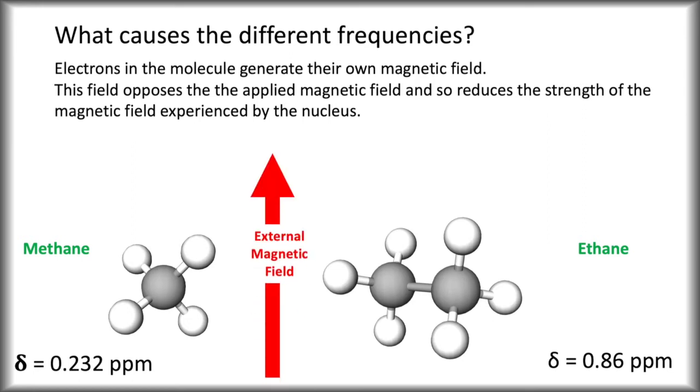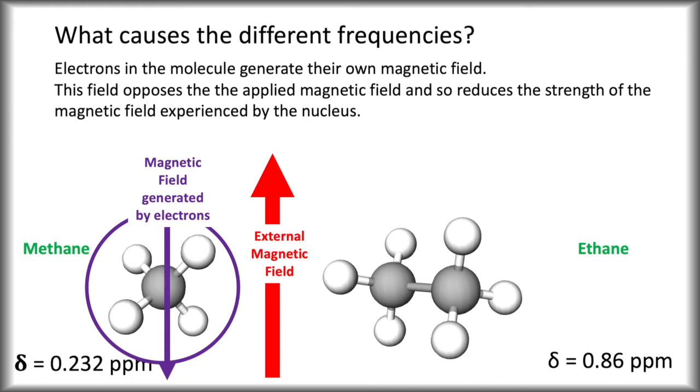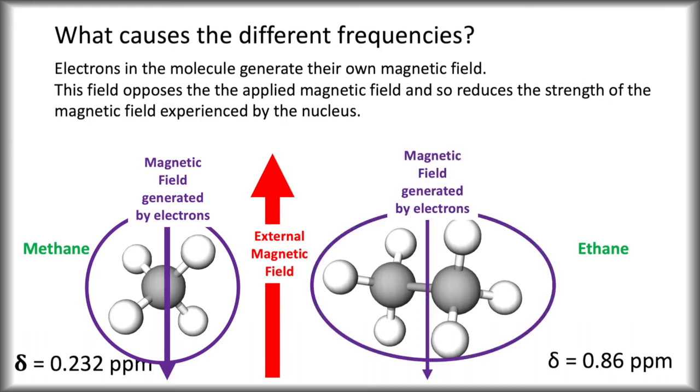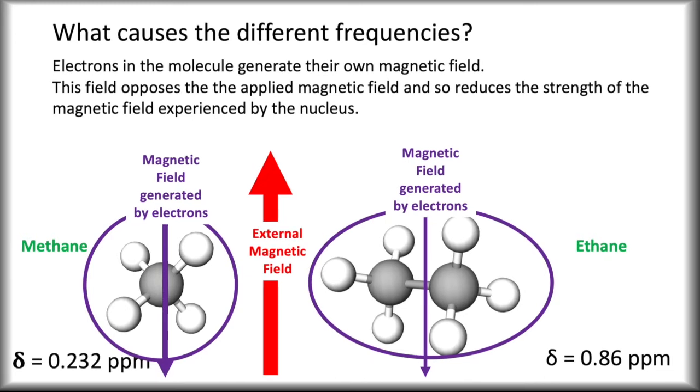And so when we apply an external magnetic field, the electrons generate their own magnetic field, and that's in the opposite direction to the external field. The stronger the magnetic field generated by the electrons, the more shielded the hydrogen nuclei are from the external magnetic field. And so their chemical shift is very similar to that of TMS, for example, in methane. So if the magnetic field generated by the electrons is very strong, that shields those hydrogen nuclei from the external field, and the chemical shift value is very similar.